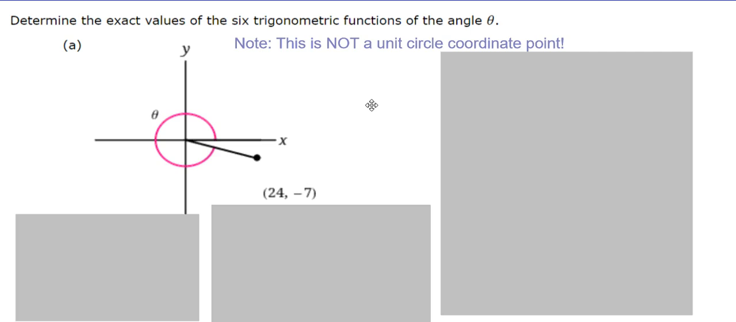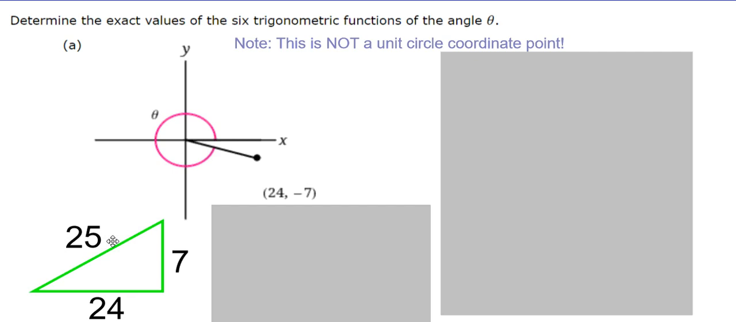So you'll see something like this on the test and on WebAssign, where clearly this is not a unit circle angle, because look at this coordinate point. Our coordinates can't be bigger than 1. Okay, so we've got a 24 and we've got a -7. So the first thing we've got to do is realize we've got to use right triangle trig. So we're going to make our triangle. Note I made my triangle and then flipped it up and took it off the xy coordinate plane, and then I used the Pythagorean theorem, or I knew my triples, right, 7, 24, 25.